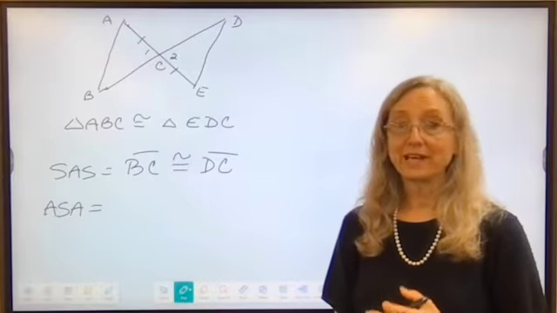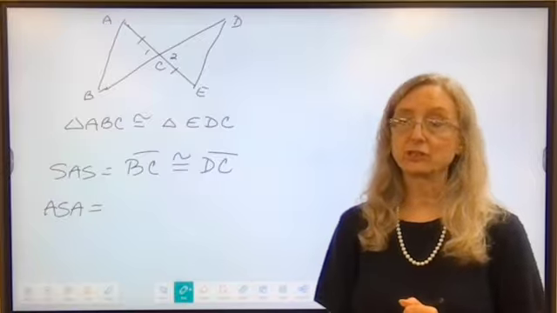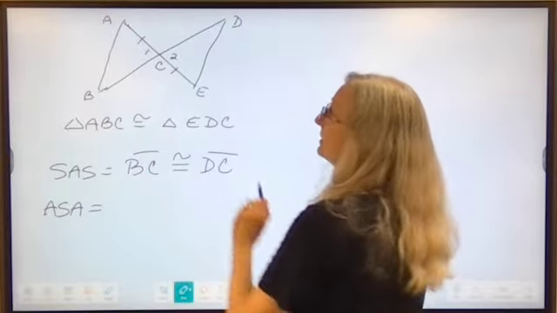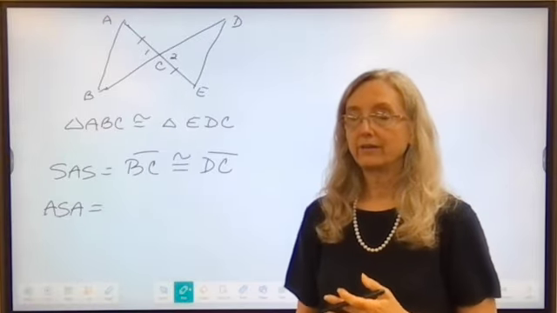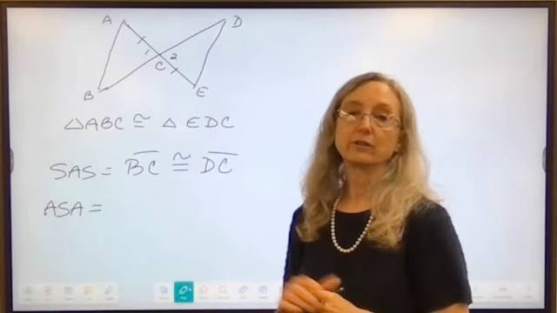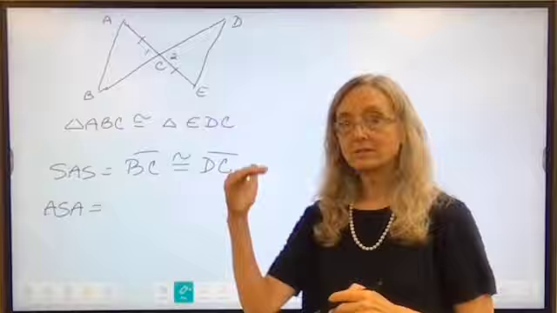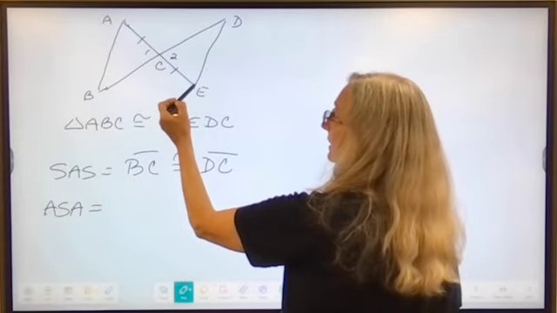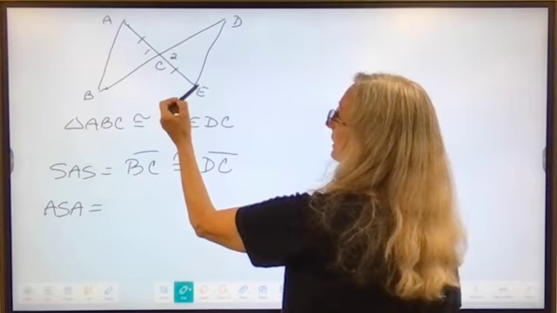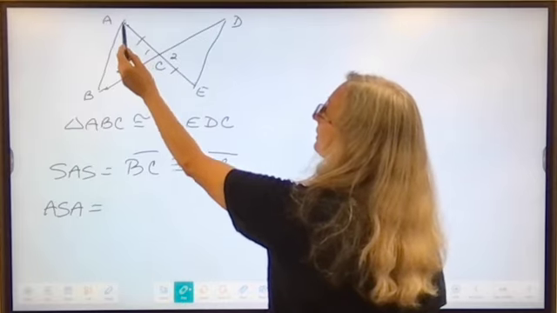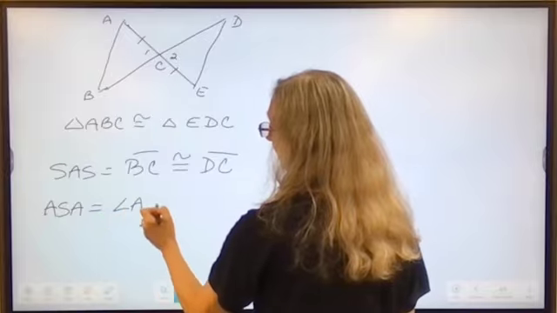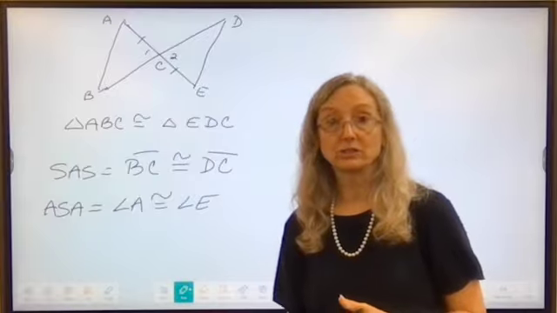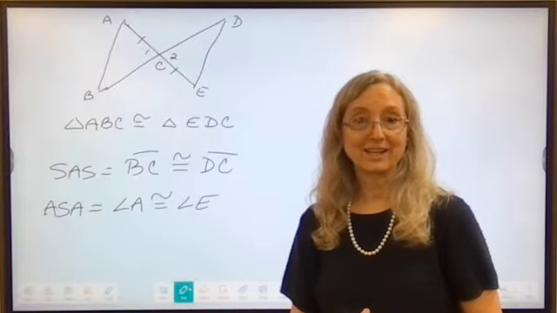What if I wanted to use angle side angle? Now what information do I need? Because I have these vertical angles and I have these sides, so what other angle would be enough to give me the entire triangle? And remember, it's angle side angle. So if we go from angle side then the next angle would be this one, angle E. Angle side, angle A. So we would need angle A is congruent to angle E. If we had that information, then we could use angle side, angle.